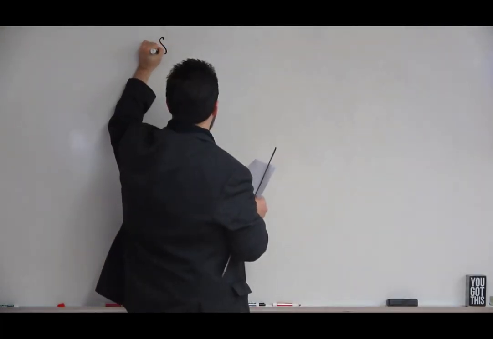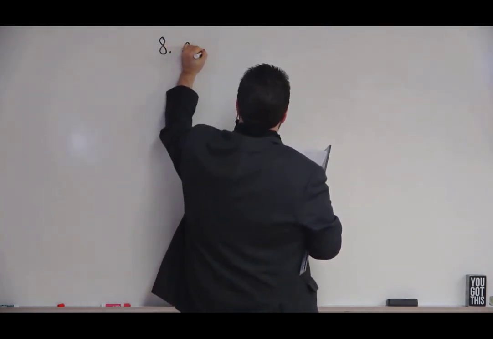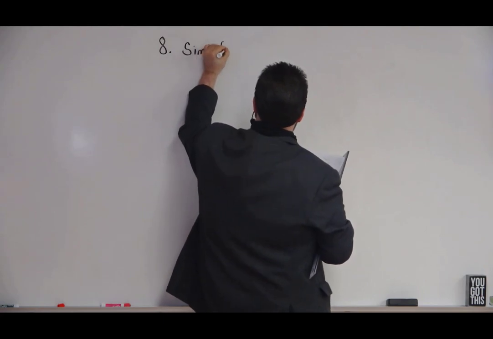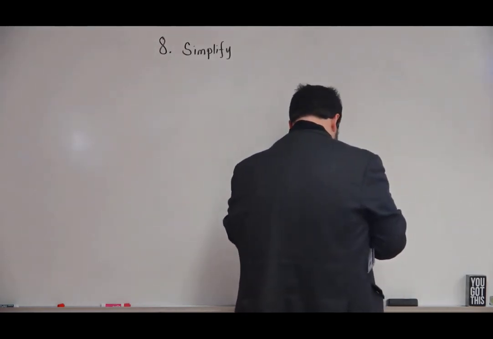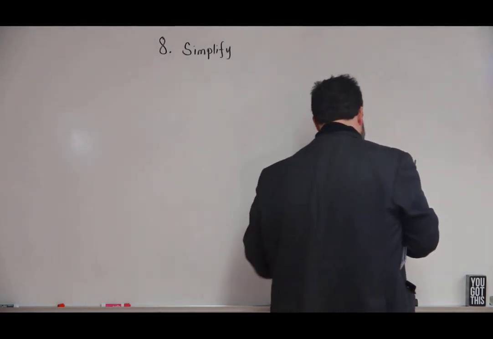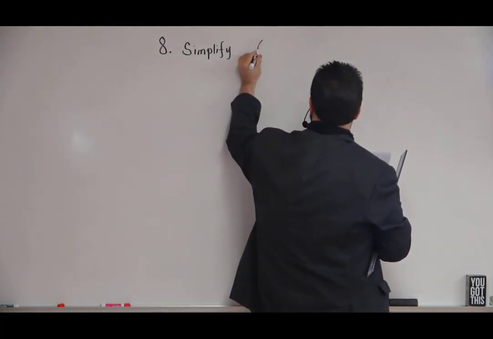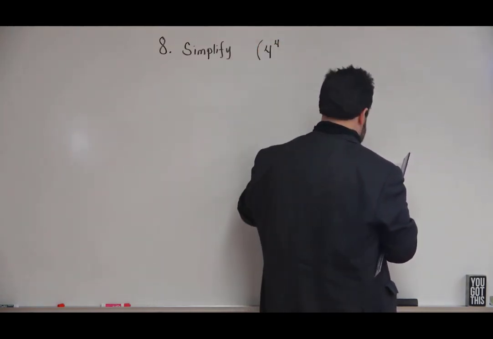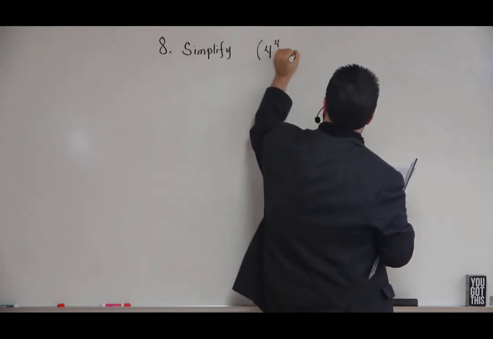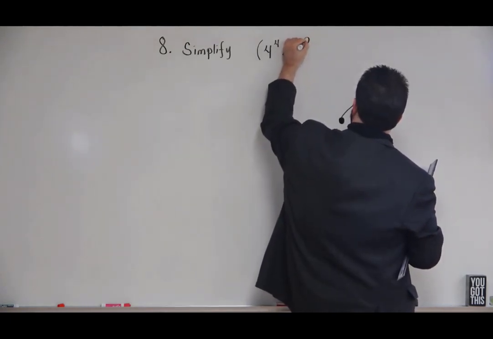Number 8, coming up. Here we go, number 8. Simplify. And then we've got this scary looking thing. It always says simplify when it's going to be scary. We have open parentheses, 4 raised to the power of 4 times x, close parentheses, the whole thing squared.